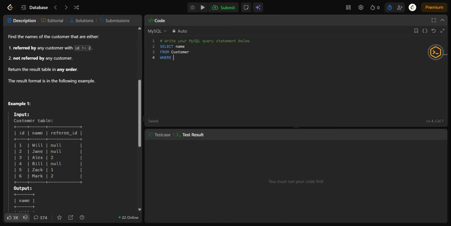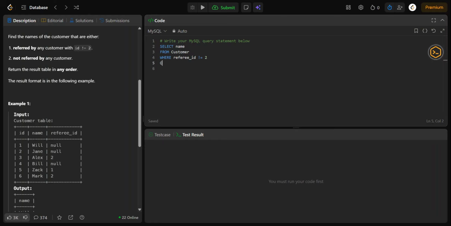Where referee ID is not equal to 2. Okay, keep the customer not referred by customer ID is equal to 2. This is the main logic here that you need to understand.